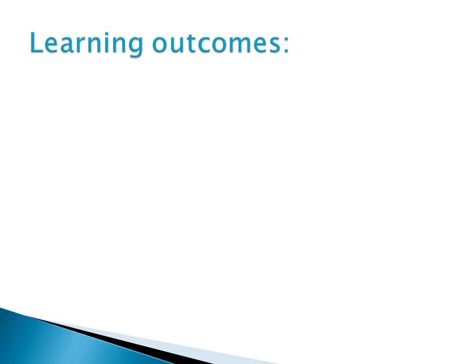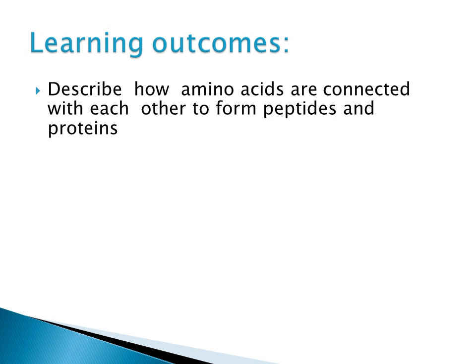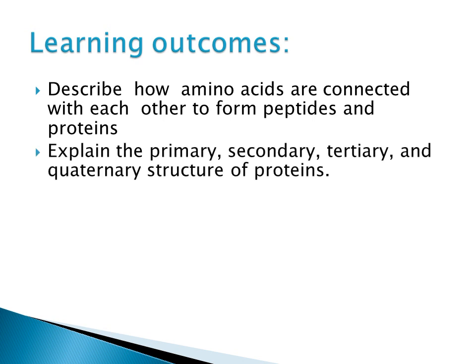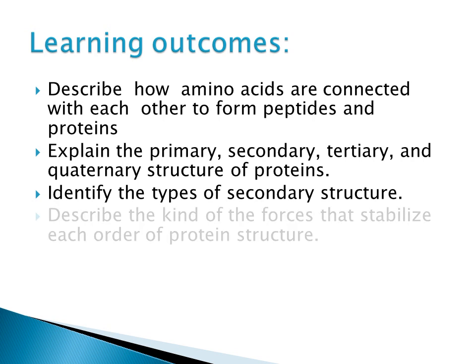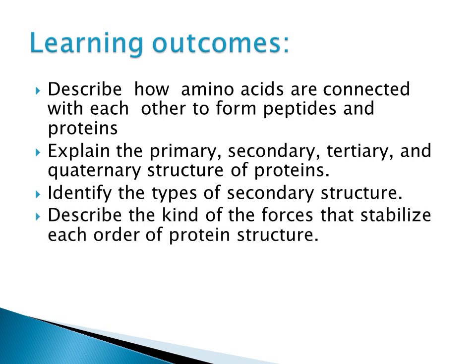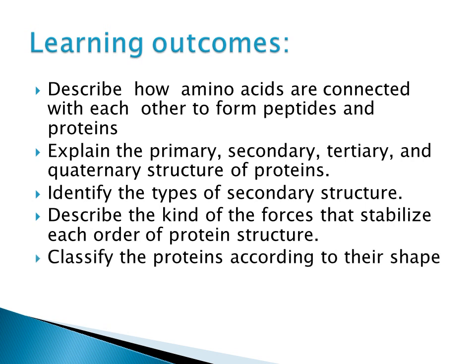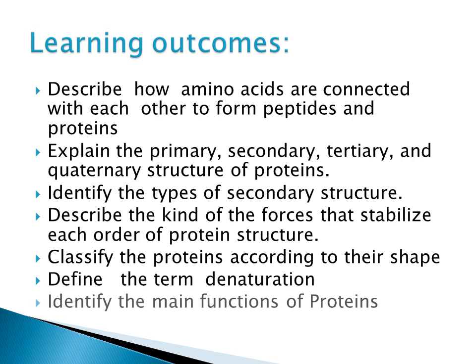Learning outcome. By the end of this lecture, each student should be able to describe how amino acids are connected with each other to form peptide and protein. Explain the primary, secondary, tertiary, and quaternary structure of proteins. Identify the types of secondary structure. Describe the kind of forces that stabilize each order of protein structure. Classify proteins according to their shape. Define the term denaturation. Identify the main functions of protein.